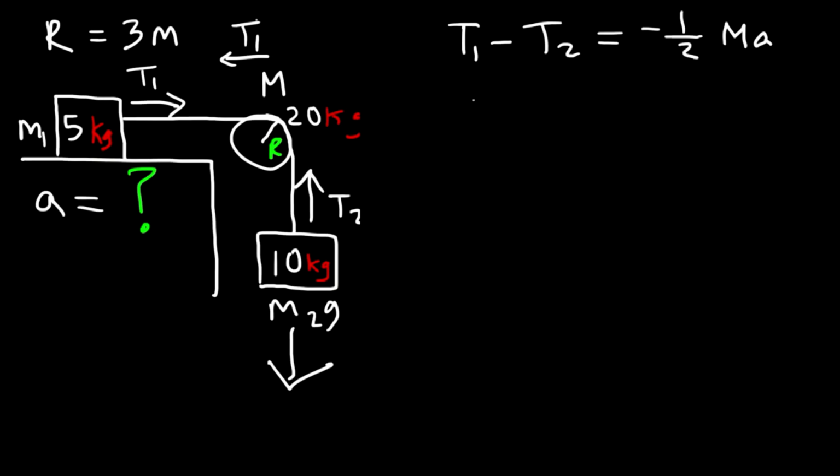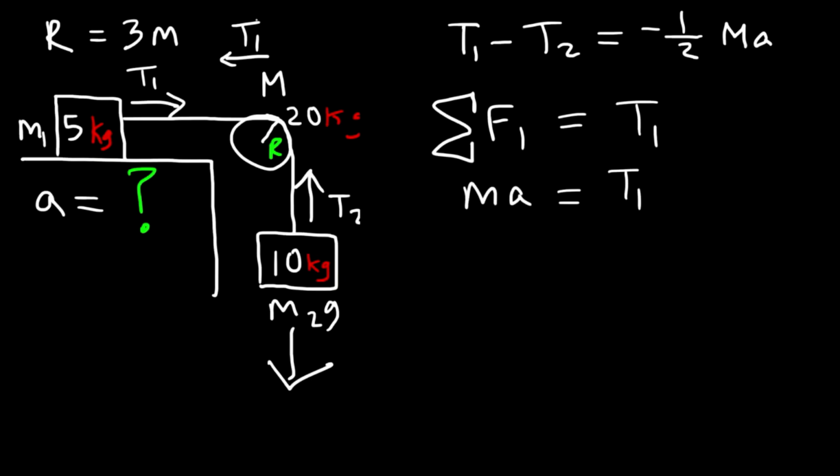So now we need to write expressions for the net force acting on each object. So let's start with the first object, mass 1. The net force acting on mass 1 is equal to this tension force because there's no other forces acting on it, at least in the x direction. So the net force on that block is equal to Ma. So T1 is equal to Ma. So that's the first equation that we can write. Now let's move on to block 2.